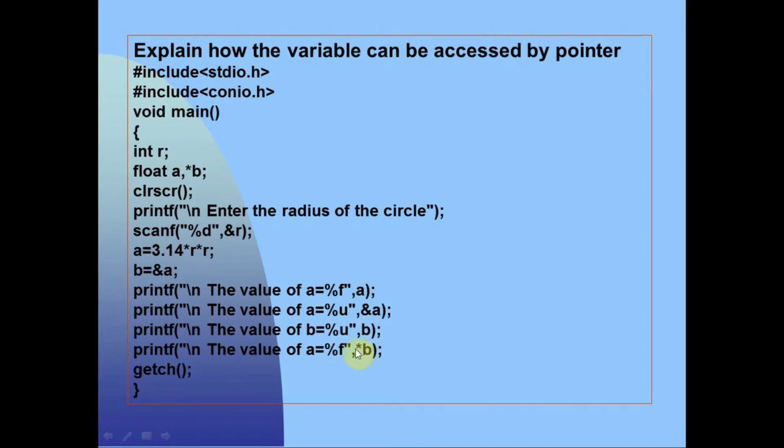Then asterisk b is directly pointing to the data. So asterisk refers to directly pointing to the data. Ordinary b refers to the address of the variable, that is the a variable.